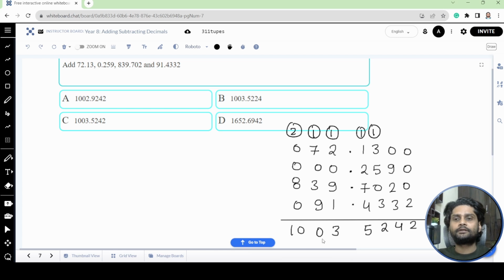So we get around 1003.5242. So option C seems to be correct. Let's move to the next question.